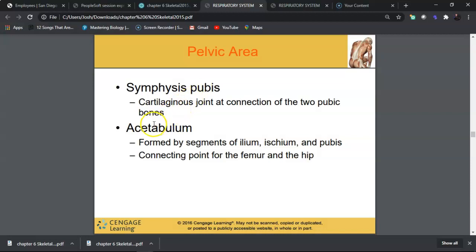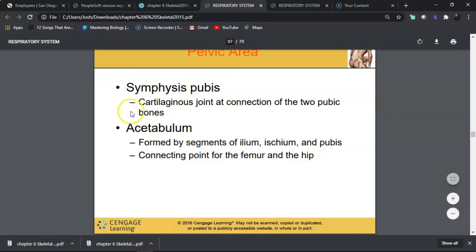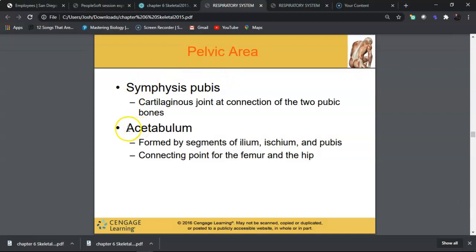And then within the pelvic bone, we have an area for the hip socket or the hip joint. The flattened part of that joint that allows for articulation with the femoral head is called the acetabulum, okay? And it's formed by all of these pelvic bones coming together, okay?